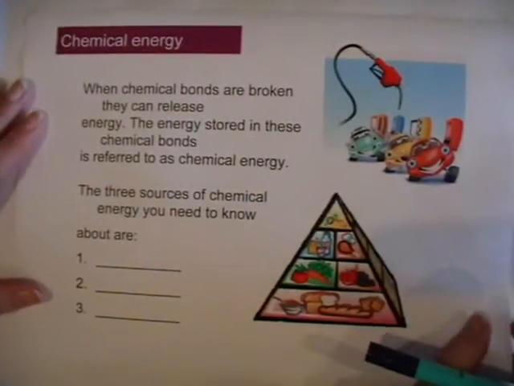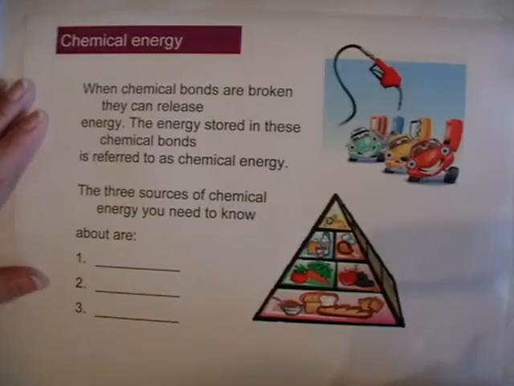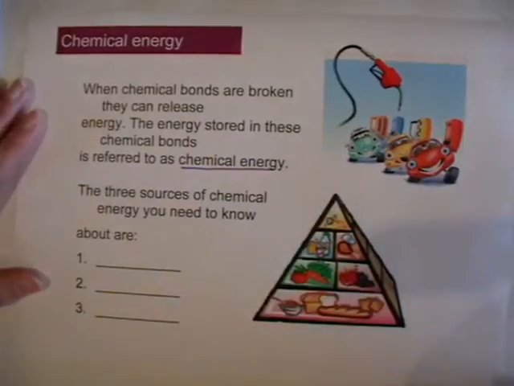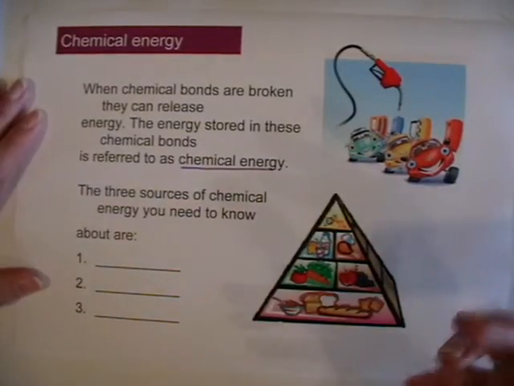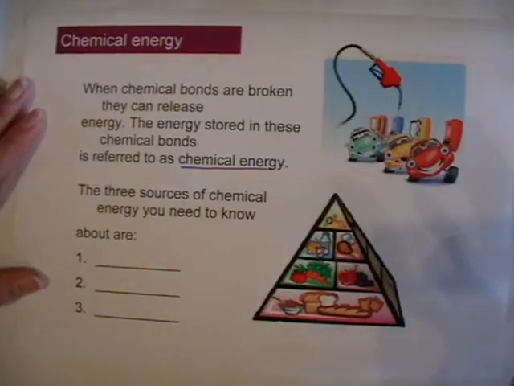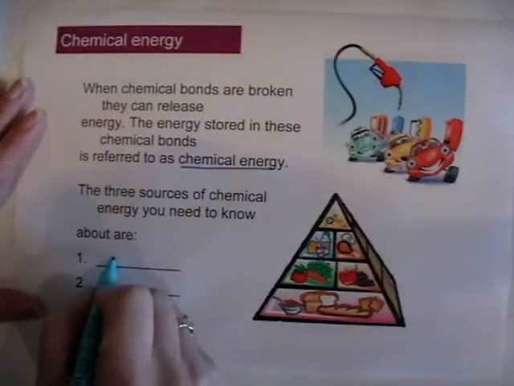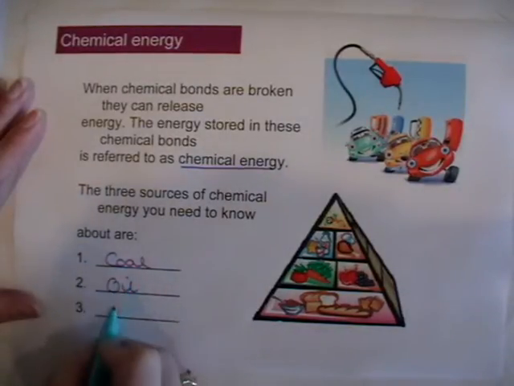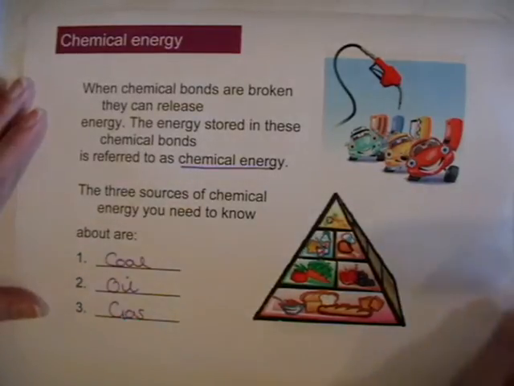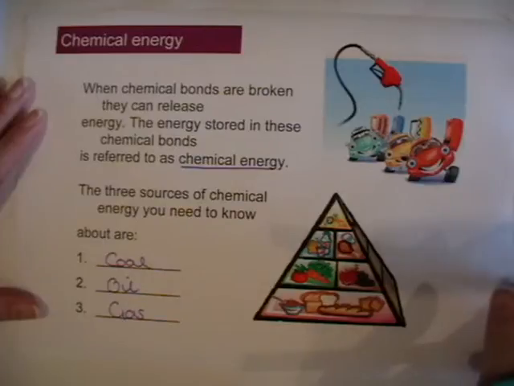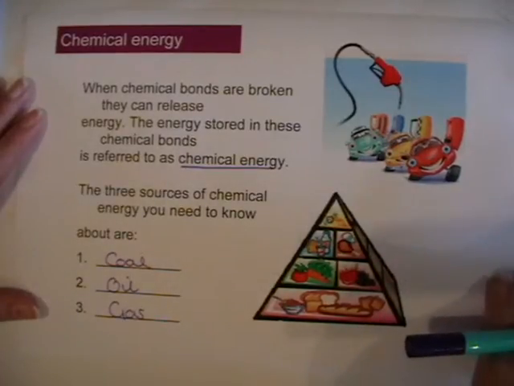Chemical energy. When chemical bonds are broken, they can release energy, and the energy stored in these chemical bonds is referred to as chemical energy. The food that you eat is chemical energy, is fuel for your body, so it provides your body with chemical energy that your body then converts to perhaps kinetic or sound and so on. 3 sources of chemical energy that you need to know about are coal, oil and natural gas. These are our main sources of fuel that we use, and we'll be looking at these in more detail in the second section of the videocast.